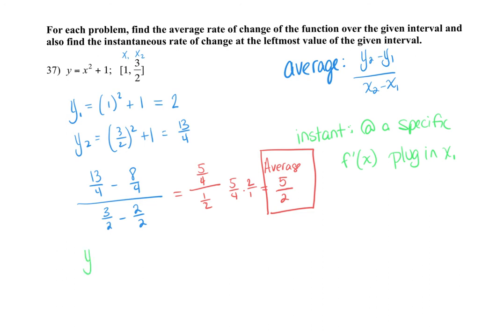Instantaneous, I need to find my derivative. So for instantaneous, my derivative is 2x. Specifically at my leftmost value, which is 1. So plug in a 1. My average was 5 halves, but my instantaneous is just going to be 2.